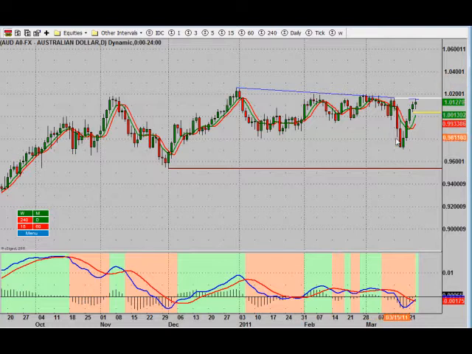Short-term trend, however, on the daily, still up in the Aussie. Short-term trend flat on both the weekly and the monthly.